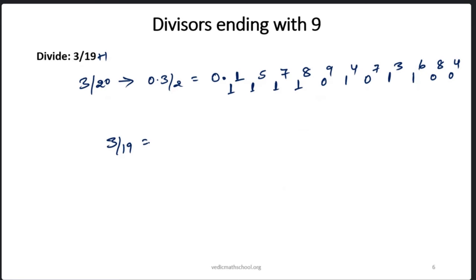So what is 3 upon 19? 0.15789473. Sir, please clear my doubt. 0.21/2. 0.2. So that means I have taken 21 by 199. So it will become 0.21/2.